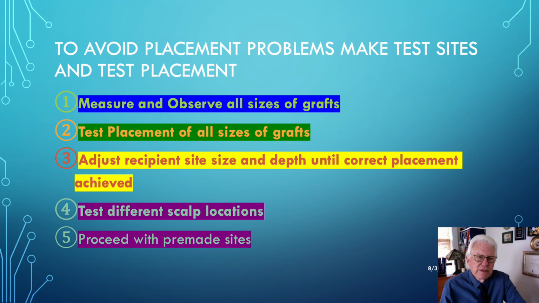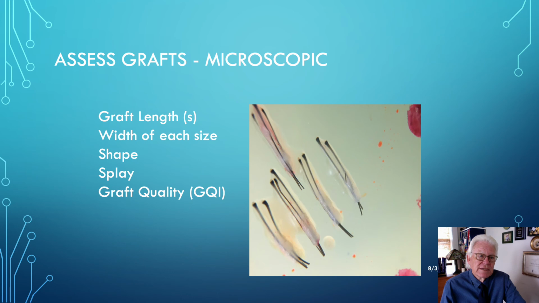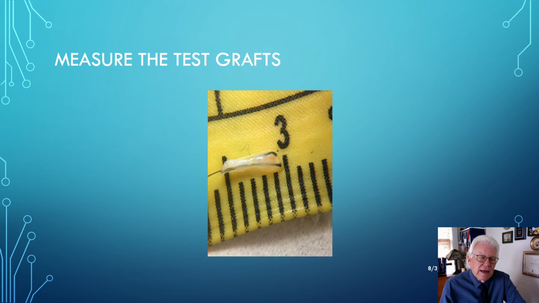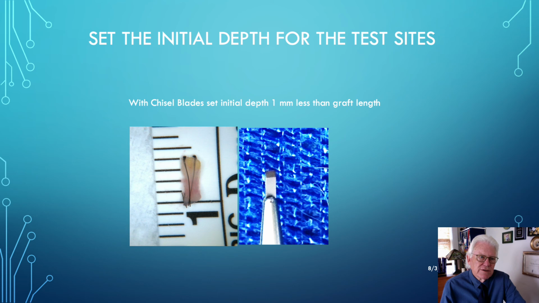To avoid placement problems, make test sites and do test placement. Measure and observe all sizes of grafts, test place all sizes of grafts, adjust the recipient site size and depth until correct placement is achieved, test different scalp locations, and then when you're clear that all the parameters are set correctly, proceed with pre-made sites. The grafts should be assessed microscopically or with high-powered loops as far as their length, shape, the degree of splay, the quality of the grafts, and measure the test grafts so you know how long they actually are. This can vary from patient to patient.